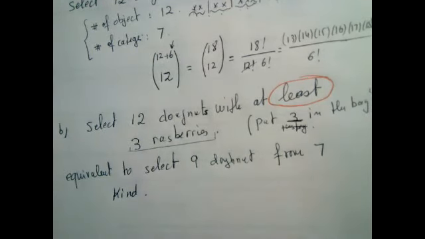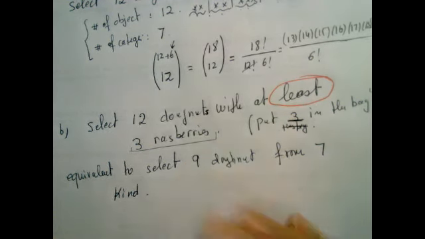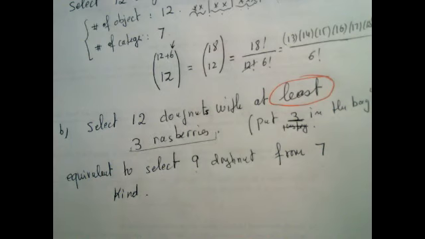So I'm basically asking the same type of question, but now I want 9 donuts from 7 kinds. And remember, those donuts can be raspberries, of course, because I want at least 3. So in how many ways can we pick that?